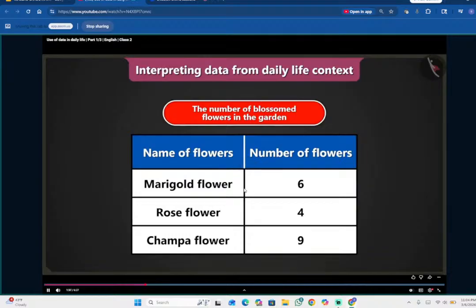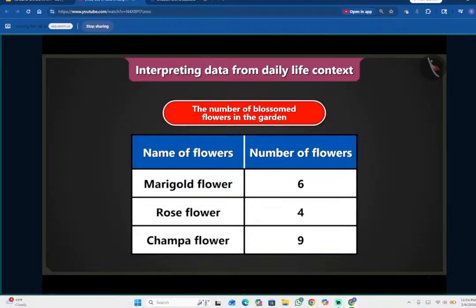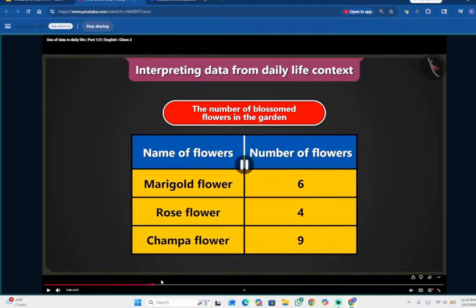Look, there are different flowers in this garden. How many flowers have blossomed?